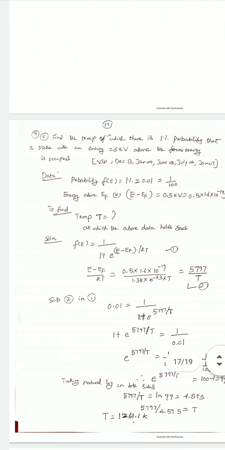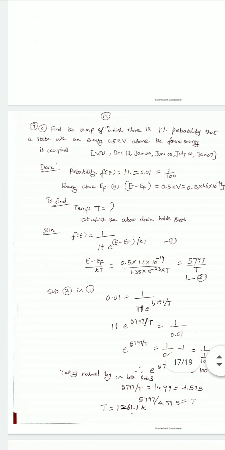Then one problem is given here. 9c, that is, find the temperature after which there is 1% probability. So that problem is given. f of E is given, that is 1%. That is 1 by 100 only, equal to 0.01. And here E minus EF value is given, that is 0.5 electron volts, converted into joules.